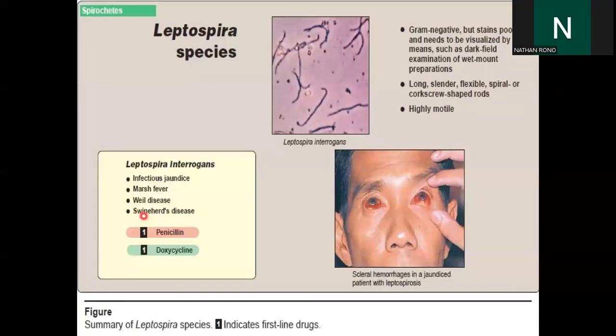So there's a term here they have used, Swineherd's disease. Swineherd's disease is what they used to call leptospirosis before. It was mainly seen in swineherds, so people who used to keep pigs. Usually it presents with meningitis following the keeping of pigs. So that is Swineherd's disease, and it is caused by Leptospira interrogans. Are we clear?